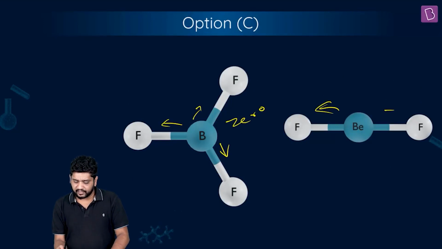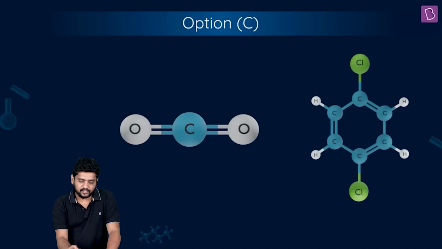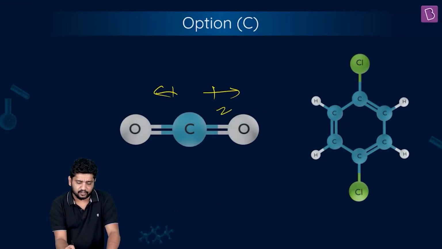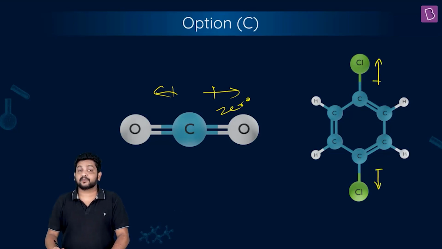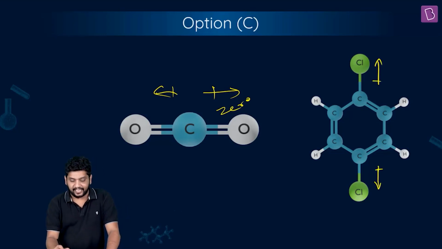Here also, the 2 vectors will cancel each other out, so this will also turn out to be 0. Next option, CO2, same story. Wow, all of them are turning out to be 0 so far, so this is also 0. And the last one is 1,4-dichlorobenzene. Here, the 2 chlorine are exactly diametrically opposite to each other, right? So here they can cancel each other out, right?